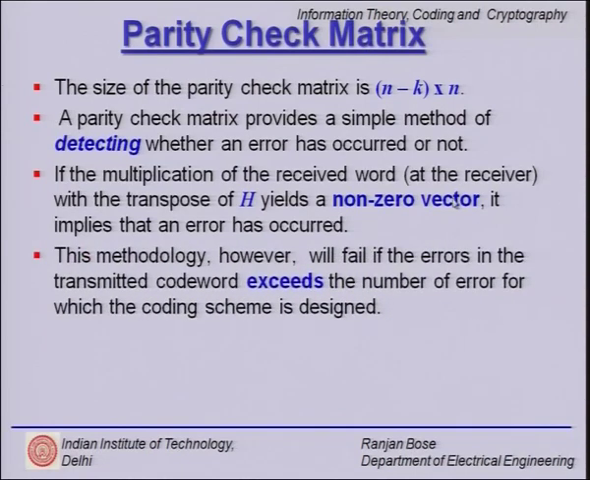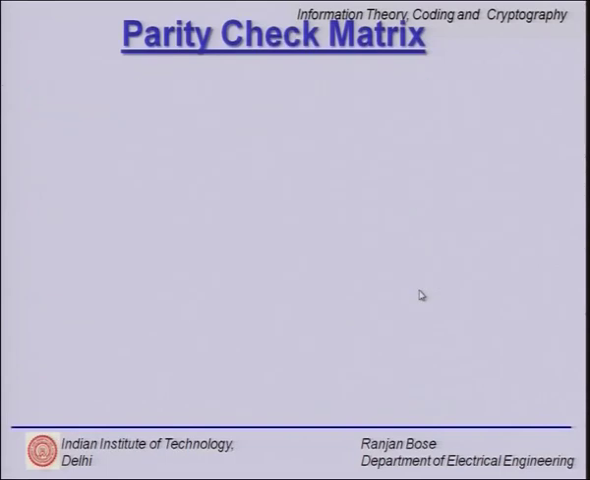Okay. However, this methodology will fail if the number of errors in the code word exceeds the number of errors for which the coding scheme is designed. So this brings us to a very interesting observation. Error control codes are designed for a certain number of errors. So if the number of errors is within the limit, everything works well. But if you exceed it, then all of these decoding mechanisms will start failing.